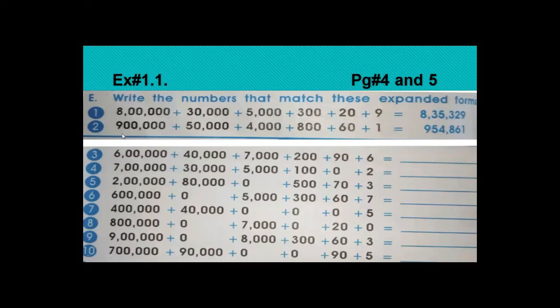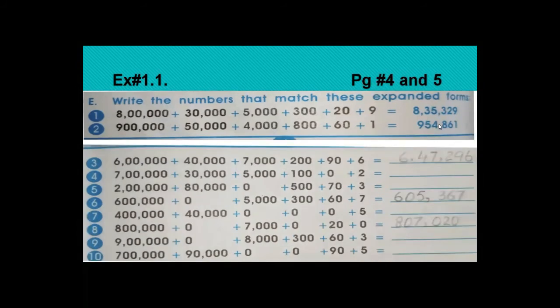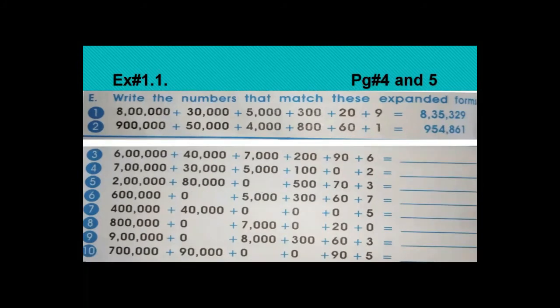So 9 comes at the place of 100,000. 50,000 means 5 ten-thousands, so 5 comes at the place of 10,000. 4,000: here you see how many zeros? 3. So it means it comes under the place of 1,000, so 4 comes at the place of 1,000. Now, how many zeros are there with 8? 2 zeros. 8 comes at the place of 100. 60 means 6 comes at the place of 10. And 1 comes at the place of unit. Here 2 questions are done for you. With the help of these, you will solve this exercise.